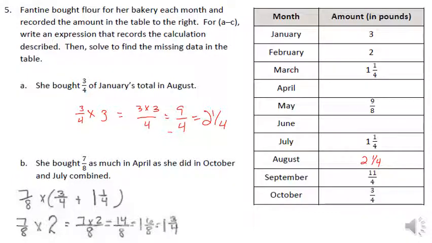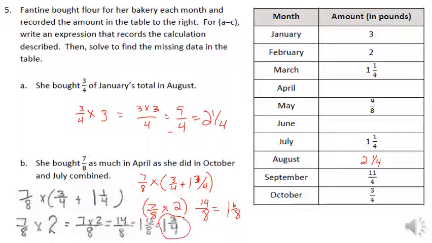So that's saying she did 2 1/4 in August. And B says she bought 7/8 as much in April as she did in October and July combined. Okay. So I know it's 7/8 times the sum of October, which was 3/4, and July, which was 1 1/4. So we can see this becomes 7/8 times 2, which ends up being 14/8, which equals 1 6/8, which if you simplified, you see they did it down here, 1 3/4.